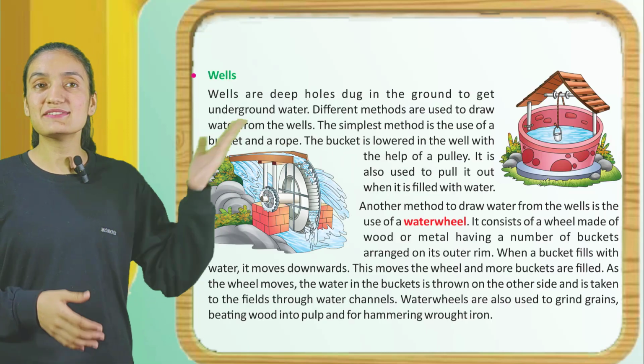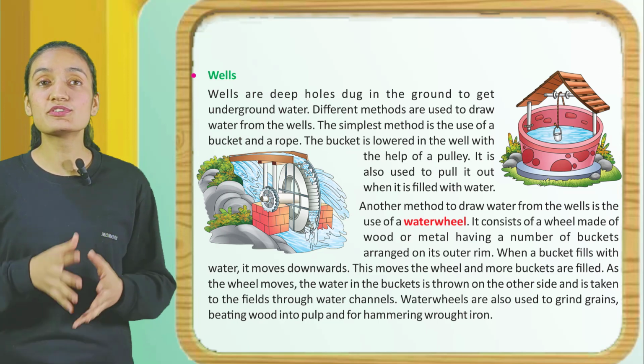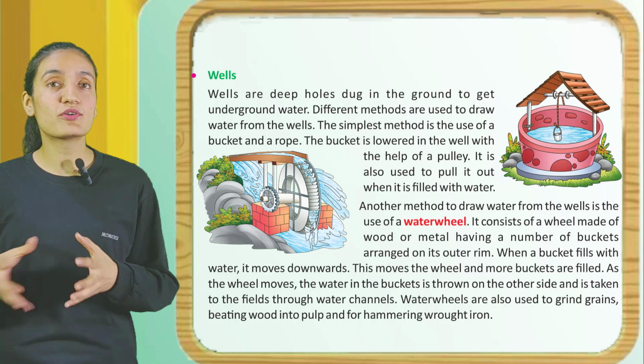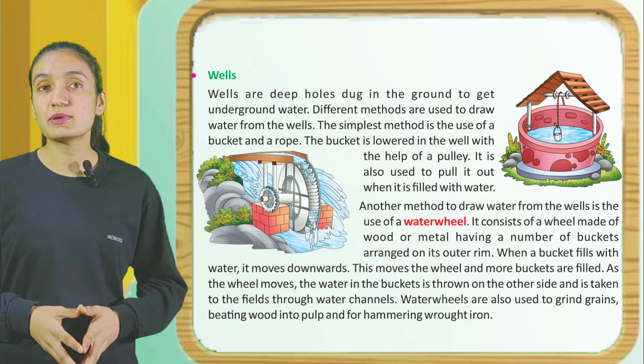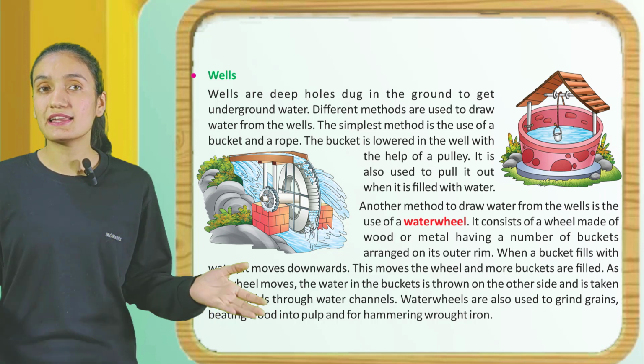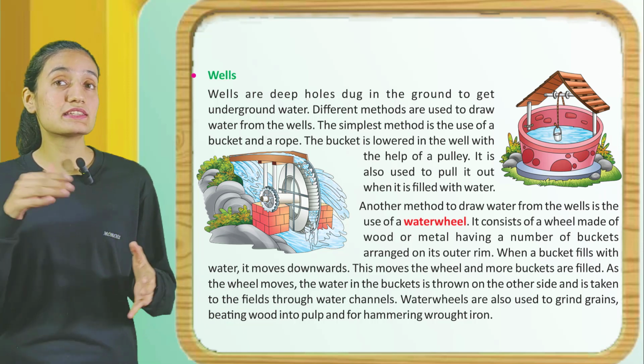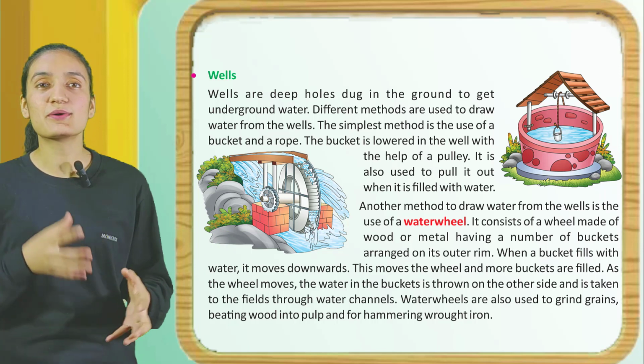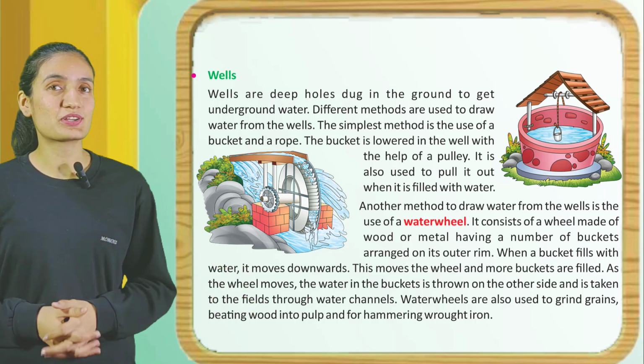Now, let's see wells. Wells are deep holes dug in the ground to get underground water. Different methods are used to draw water from wells. The simplest method is the use of a bucket and a rope. The bucket is lowered in the well with the help of a pulley. It is also used to pull it out when it is filled with water.